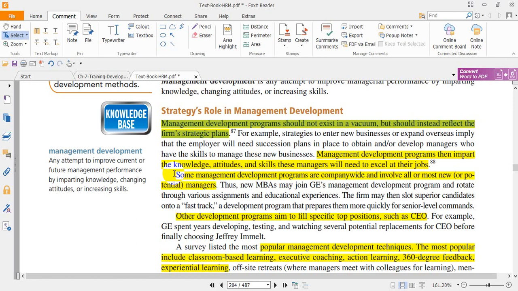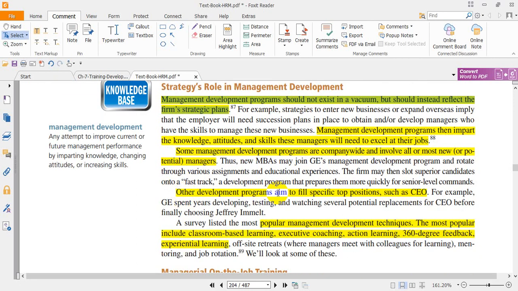Some management development programs are company-wide and involve all or most managers. And other programs aim to fill specific top positions such as CEOs. So some development programs involve all managers in the company, and some aim to fill specific top positions such as CEOs.